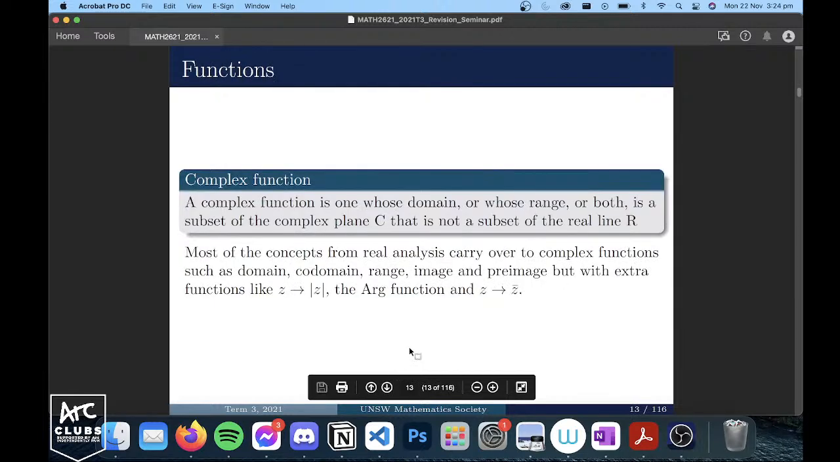Okay, let's talk about functions now. Well, functions in the complex field are not too different from the real field, which is a good thing, right?